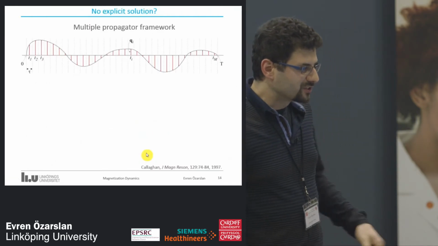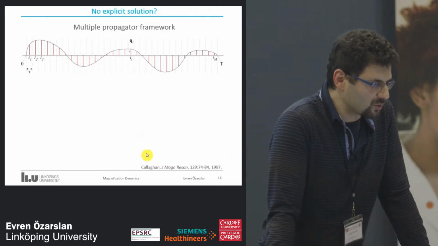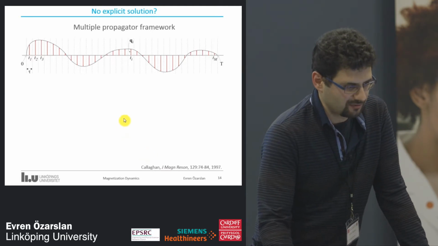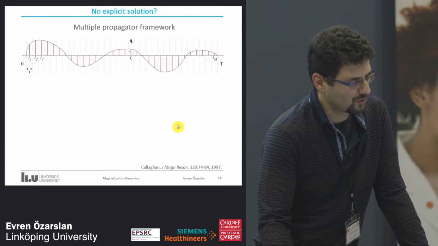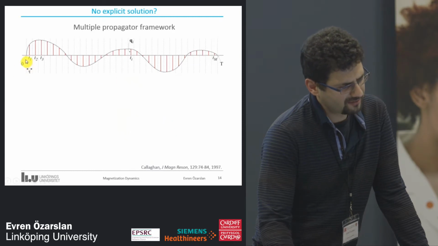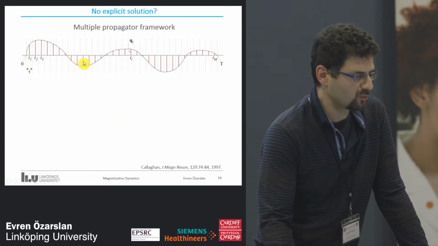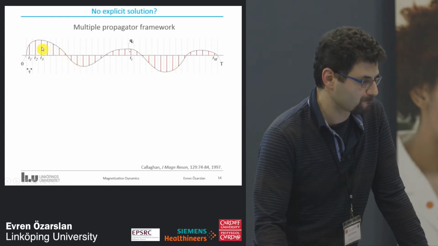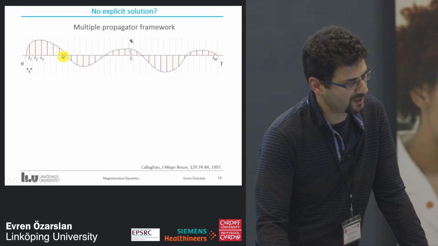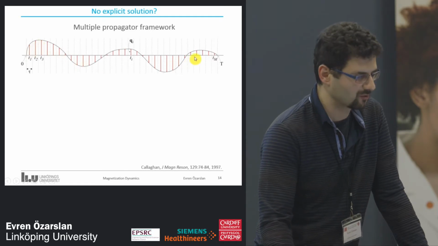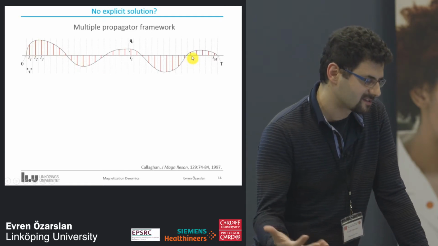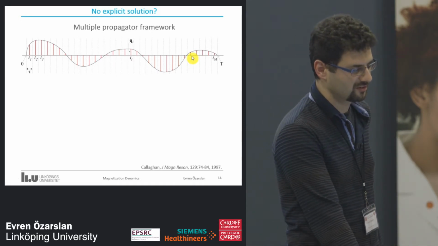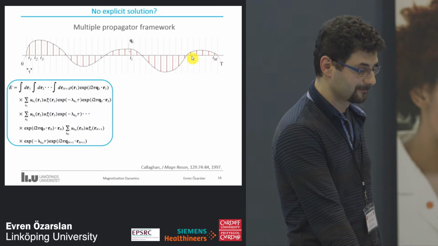So what if we don't have an explicit solution, which is usually the case? And this is exactly what Ivana mentioned in her talk. Then we have this multiple propagator framework introduced by Callaghan, based on discretizing the waveform and approximating it by a train of impulses, essentially. This is almost a numerical implementation of the path integral because it's based on the same idea.